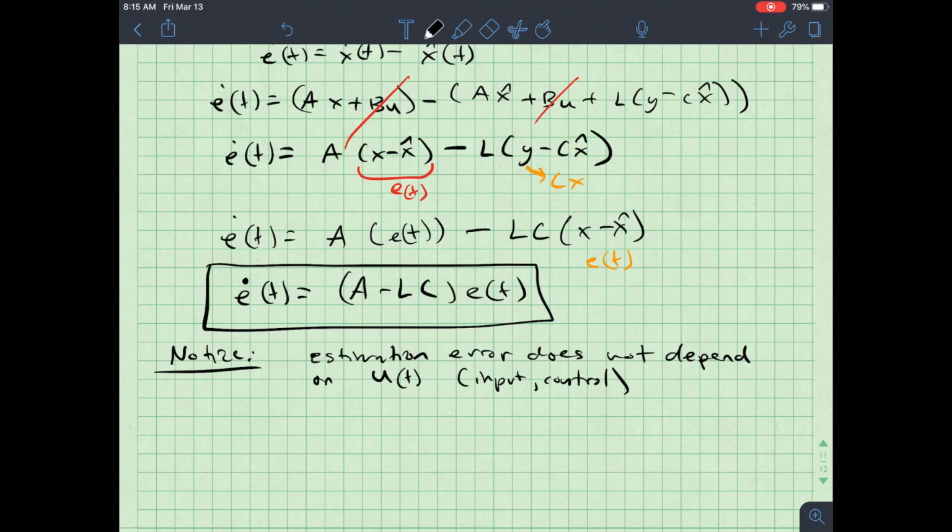The solution of this differential equation is that E of t is equal to e to the power of A minus LC times t. That's the matrix exponential of A minus LC times t, times E of 0, the initial condition of error.